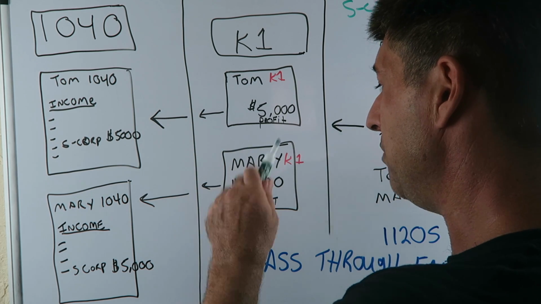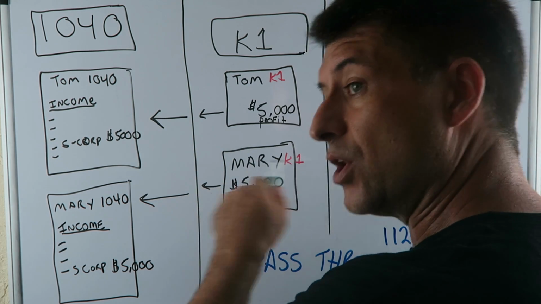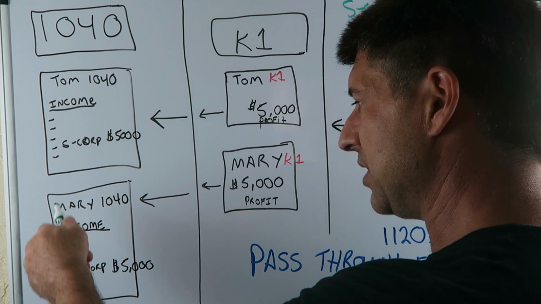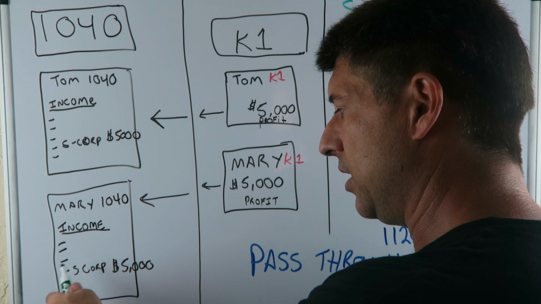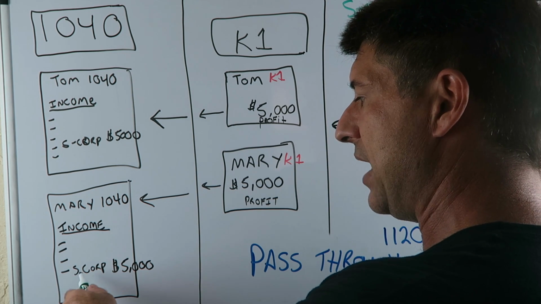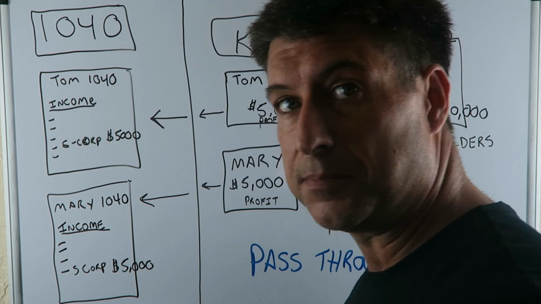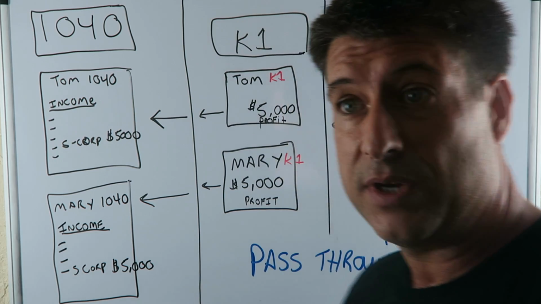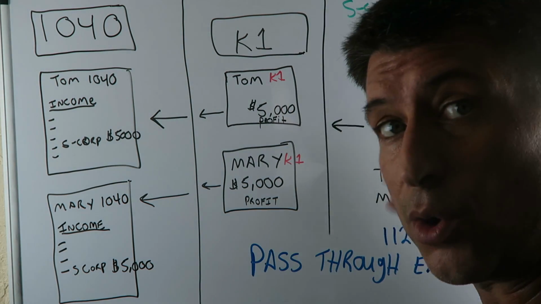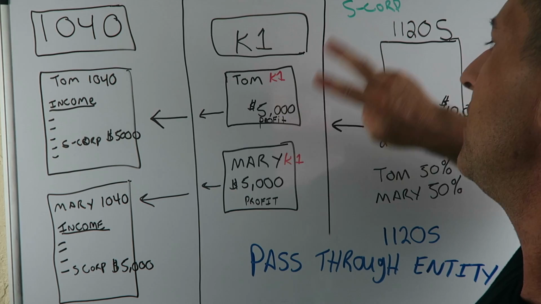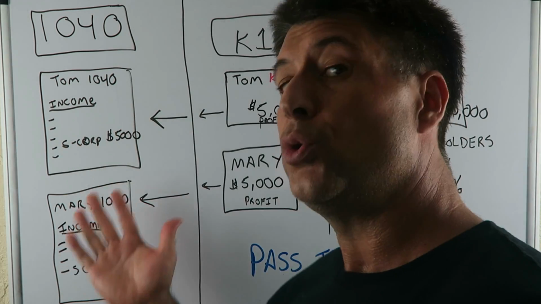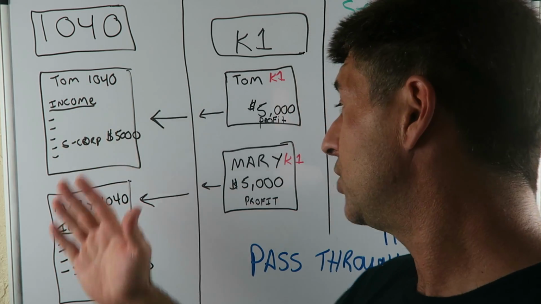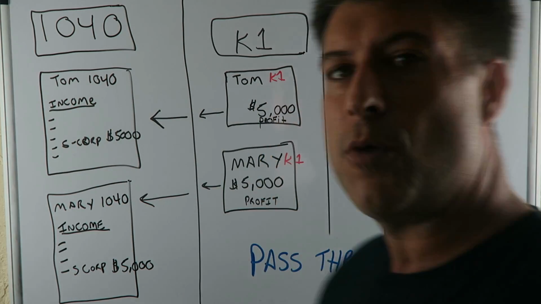Also, similarly, Mary's K1 would flow over to Mary's personal tax return with all her different incomes, same as Tom's, and then $5,000 would be added in line 17 on the S corp income. K1 gets generated from the pass-through entity when it files its tax return based on the shareholders, and it passes through the income or loss to the individual person, to the shareholders on their individual tax return via a K1.